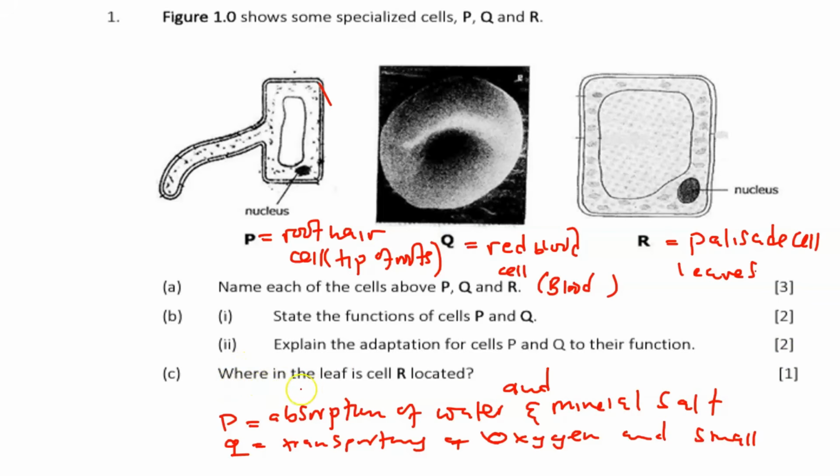C. Where in the leaf is the cell R located? So cell R, we are saying, is found in the leaf. Now where is it located? It is found just down the epidermis, okay? So it is found in what we call the palisade mesophyll. That is where you find these cells.